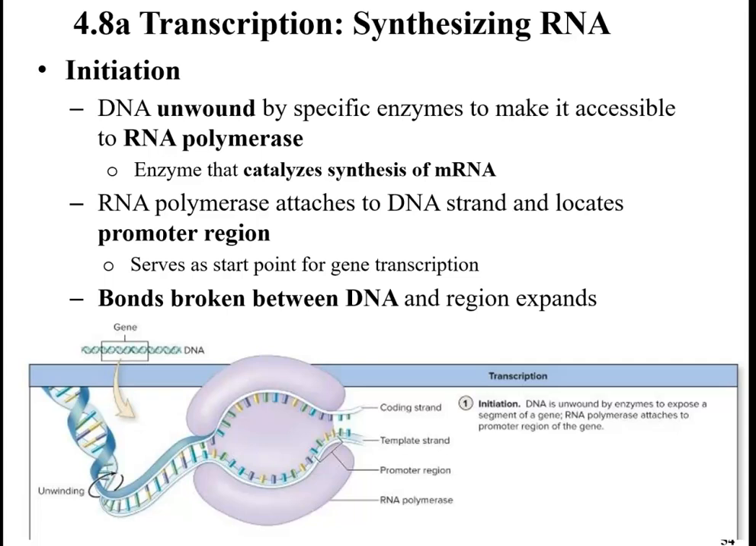There's initiation. This is where the DNA is unwound by enzymes to make it accessible to RNA polymerase. And RNA polymerase is the enzyme that catalyzes synthesis of mRNA. So RNA polymerase attaches to DNA and locates the promoter region, and this serves as the start point for gene transcription. The hydrogen bonds between the DNA strands are then broken and that region expands, and you can see that here. Here's RNA polymerase. It is bound to the DNA molecule and it has opened up the DNA strands so that they can be read and turned into mRNA.